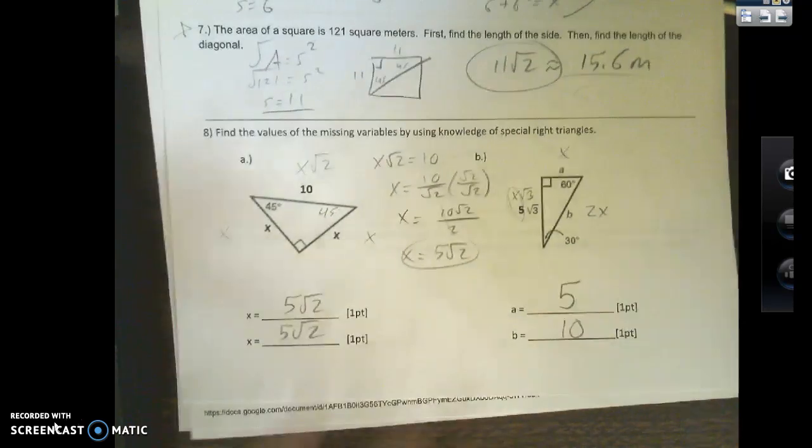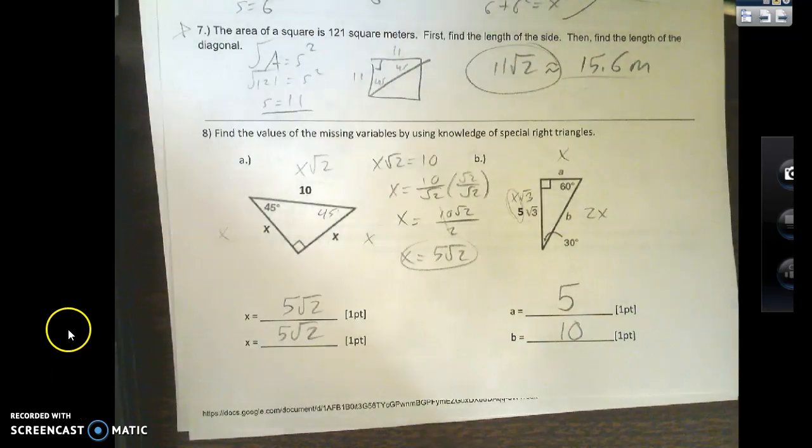Okay? So again, I know special right triangles are confusing, but they're meant to be shortcuts. They're meant to be easier, right?